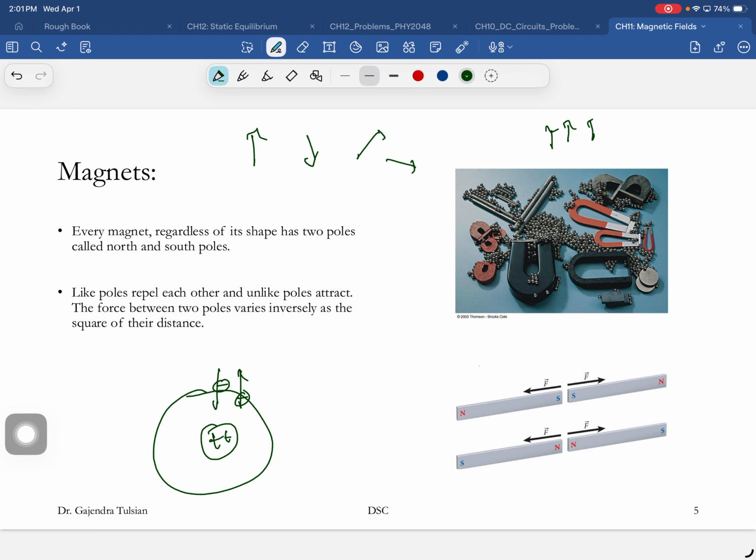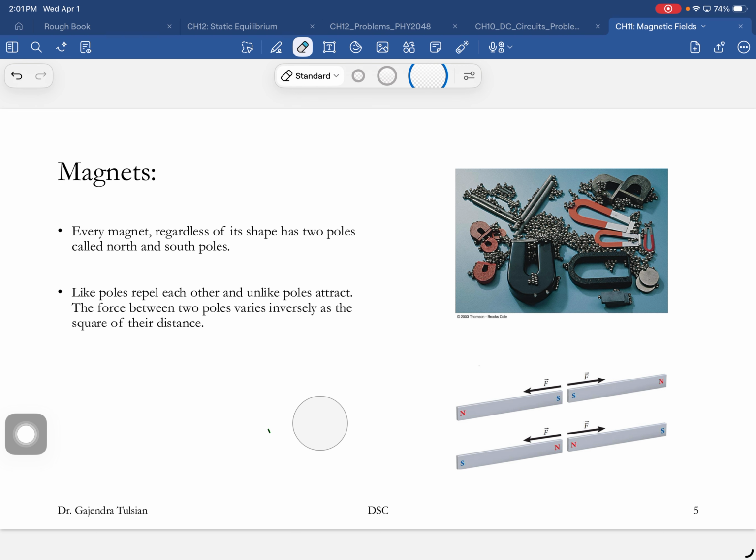So if a positive particle is moving in this direction, and the magnetic field is like that, the force is perpendicular to the plane containing V and B. And here's the way to remember it. The right-hand screw rule is the best way to remember it. If you turn a screw from the first vector to the second vector, the screw would move in that direction, and that's the direction of the force on a positive charged particle.